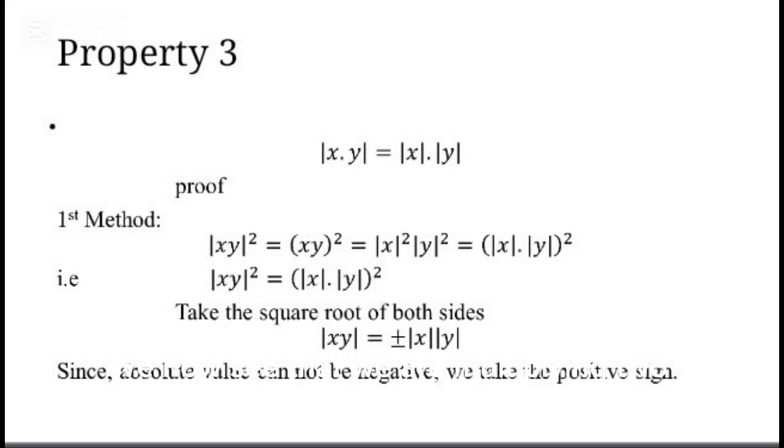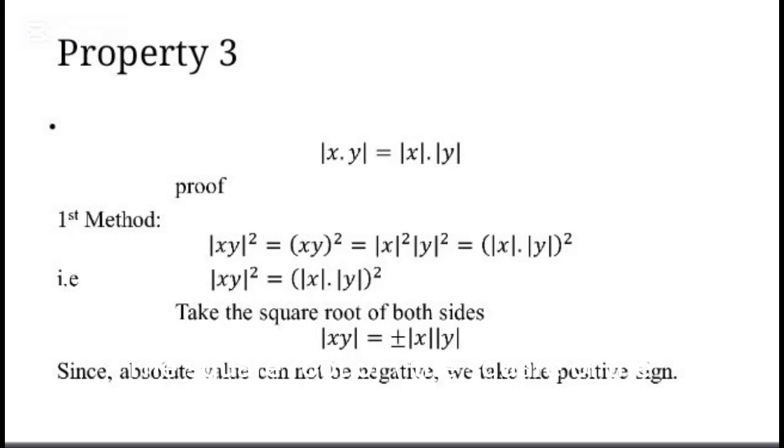We now see that we are multiplying two squares, the square of the absolute value of x times the square of the absolute value of y. That's the same as taking the square of the product of the absolute value of x and the absolute value of y. So now we have the square of the absolute value of x times y is equal to the square of the product of the absolute value of x and the absolute value of y. Now, we take the square root of both sides of the equation. The square root of the absolute value of x times y is just the absolute value of x times y.